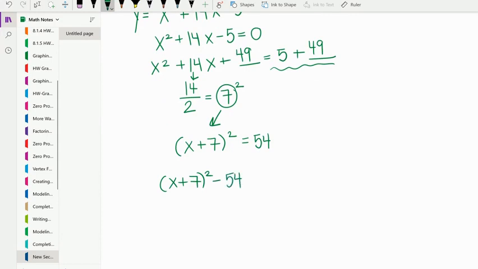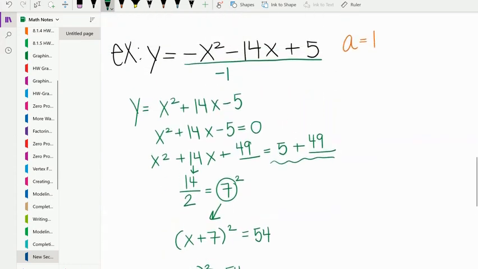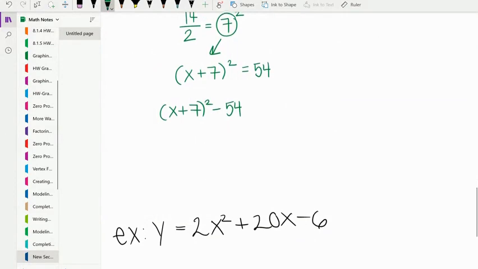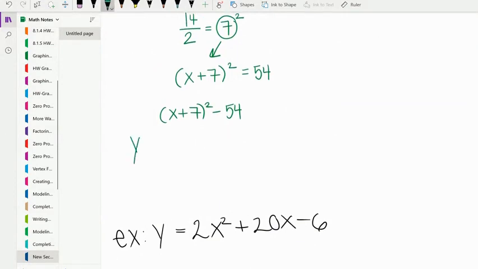So the only thing we have to do is that a value can't just go away, so we have to put it back in. So that a value is technically a -1. So since we divided by it, now we have to multiply by it. So this would become y equals -1. So you're going to multiply that by the parentheses, and then you also want to multiply the -1 by the -54. So you get positive 54.